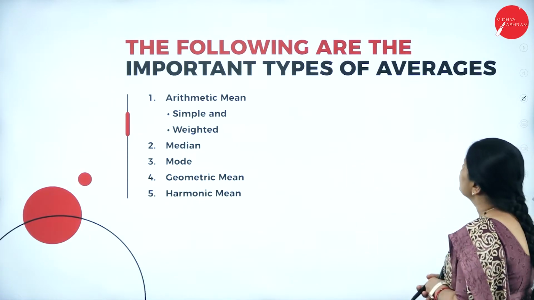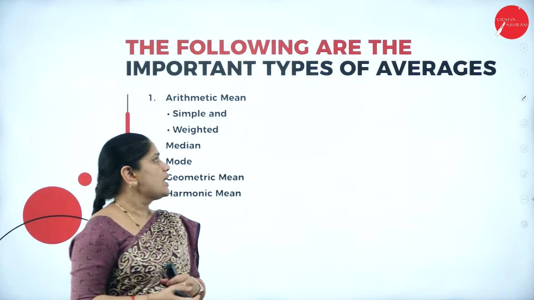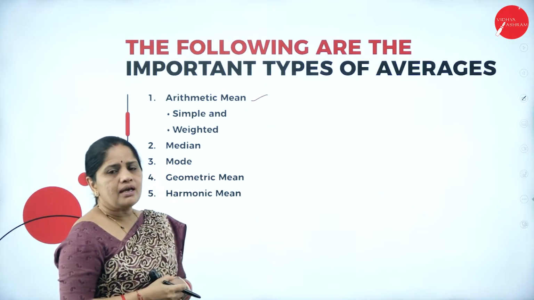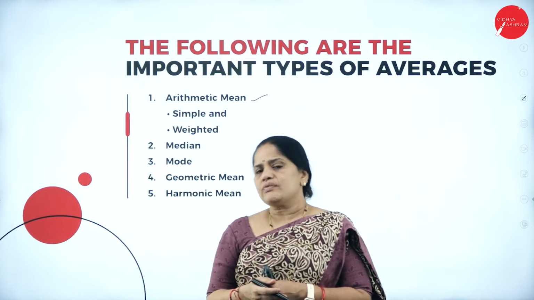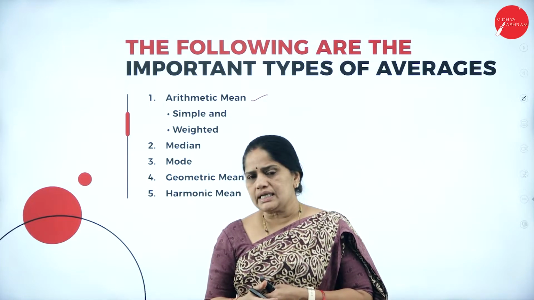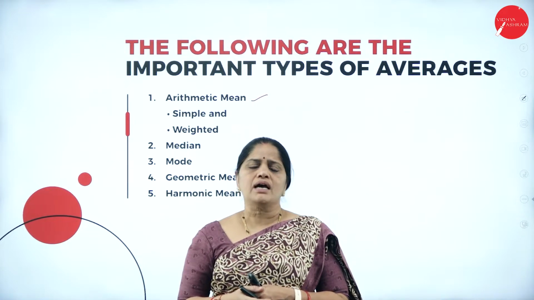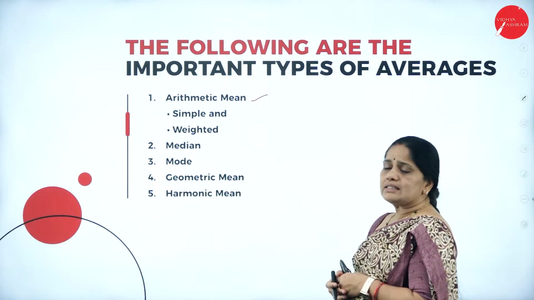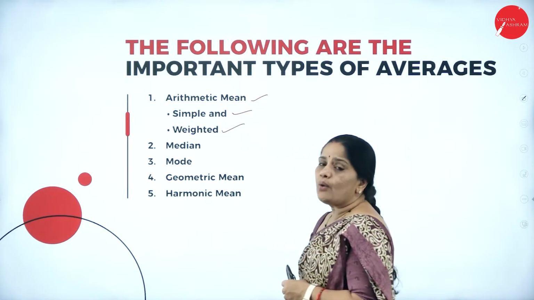Now next, the following are the important types of average. Let us have a look at the various types of averages. The first average we call the arithmetic mean. The arithmetic mean refers to the average which we calculate, whether x values are given, or it is a discrete series, or a continuous series. Whatever values are given in the data, based on that we can calculate the arithmetic mean. In the arithmetic mean, we have two types. One is the simple mean and the second one is the weighted mean.